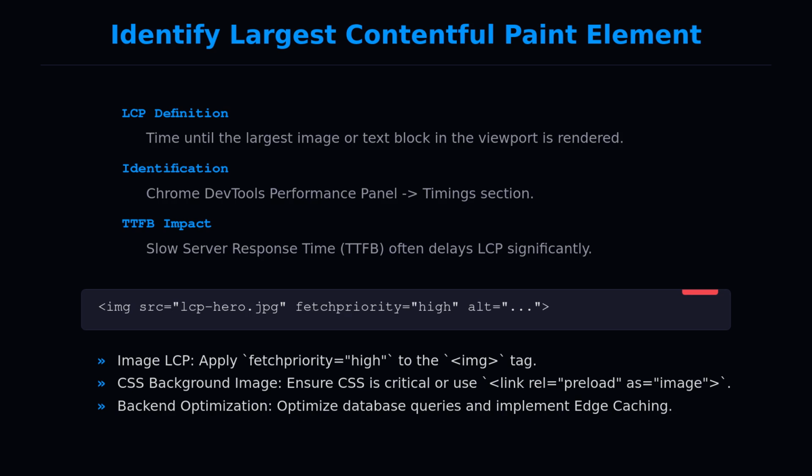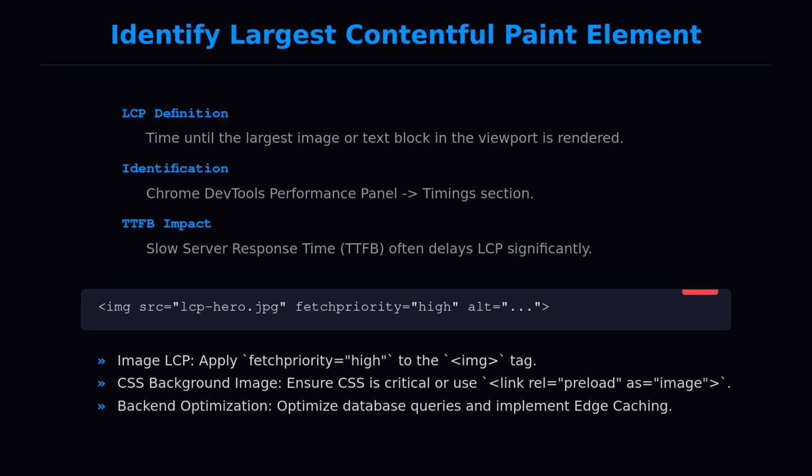The largest contentful paint element dictates your entire loading speed score. Identify this element using the Chrome DevTools Performance panel immediately. Look specifically within the Timings section of the trace recording. If the LCP element is an image, immediate action is required.